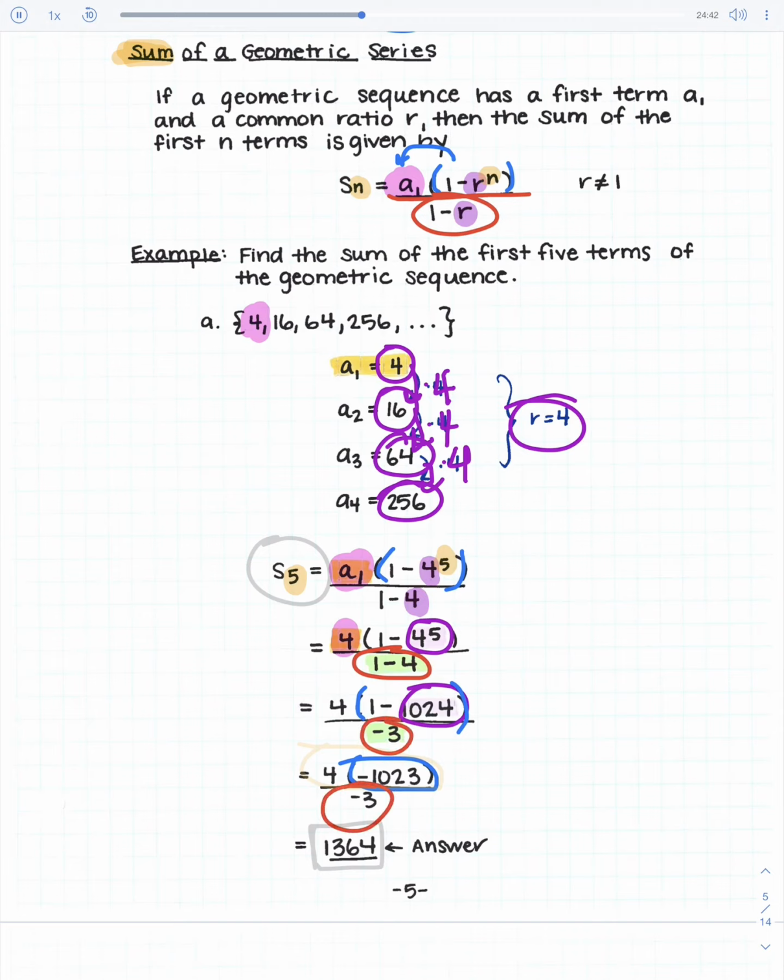Order of operations is going to make me simplify the numerator first. If I simplify the numerator first, I have a 4 times negative 1023, and then we'll divide that by a negative 3, and what I end up with is 1,364 as the sum of my first 5 terms.